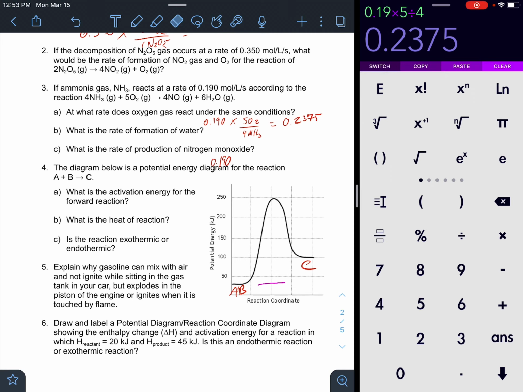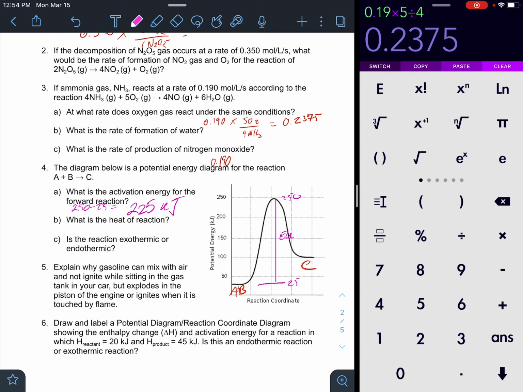And I was hoping for a straight line there. Oops. 25, and then this is our activation energy. So let's call this 25, and let's call this 250. So then the activation energy is 250 minus 25. That gives us 225 kilojoules, sometimes given in kilojoules per mole. Depends on how the stoichiometry works out.